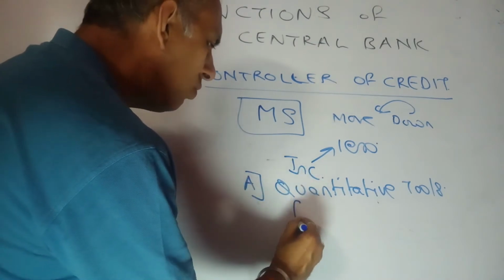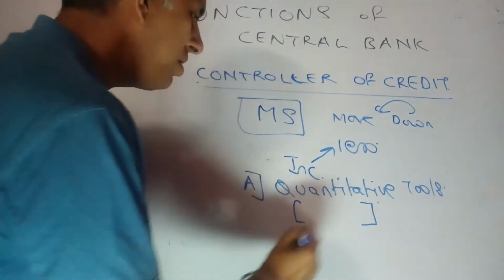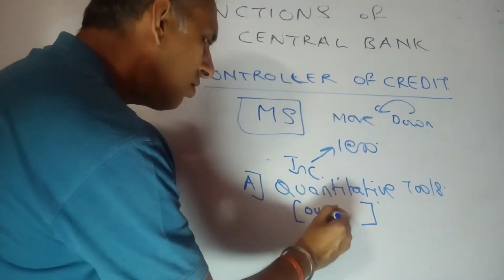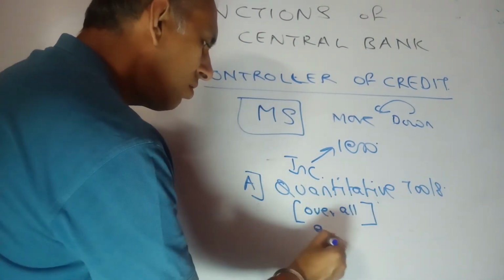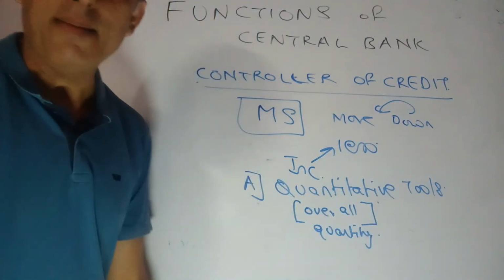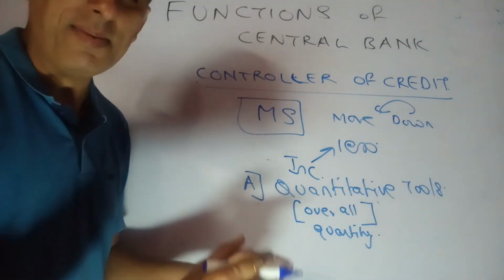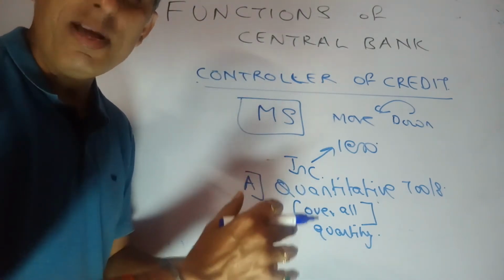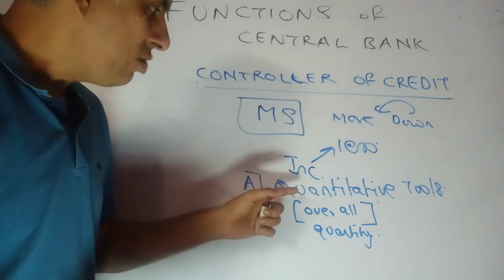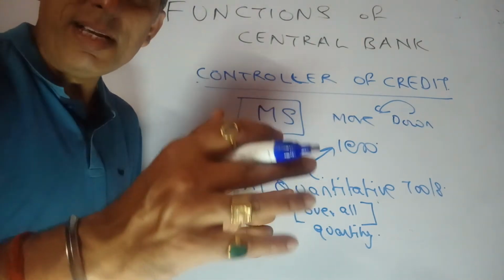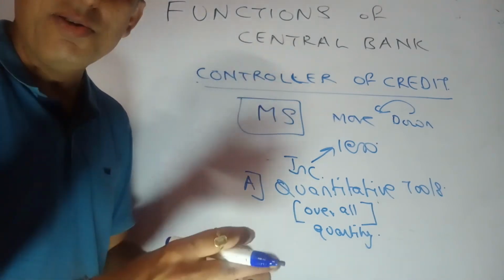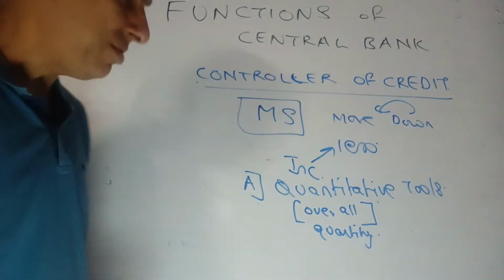They are the tools which make a change in the overall quantity of money supply. Am I clear? Overall quantity of money supply. So if money supply has to be increased or expanded, quantitative tools should be used. Or if money supply is to be contracted from the economy, has to be reduced, even then these tools can be used.